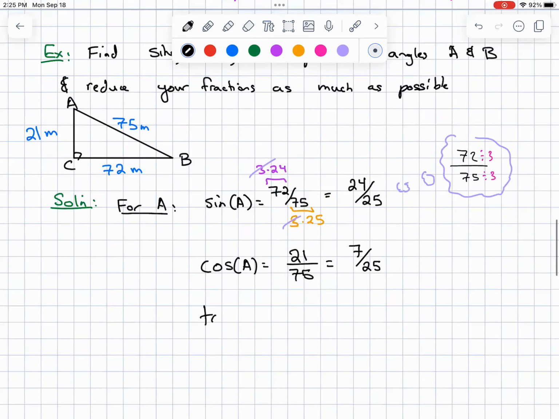And then tangent of A is going to be opposite over adjacent. So 72 over 21, which all three numbers are divisible by 3. So if you divide the numerator and denominator by 3, you get 24 over 7.